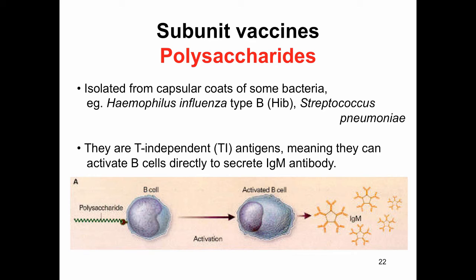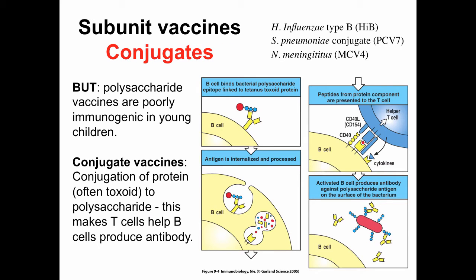And so they can activate B cells directly, and that activation usually involves the B cell producing IgM, but the IgM that's produced is often of relatively low affinity because you don't have a germinal center reaction and you don't have immunoglobulin isotype switching to other immunoglobulin isotypes. And so in order to enhance the immunogenicity of those types of vaccines, those polysaccharide epitopes are often linked to a protein carrier.